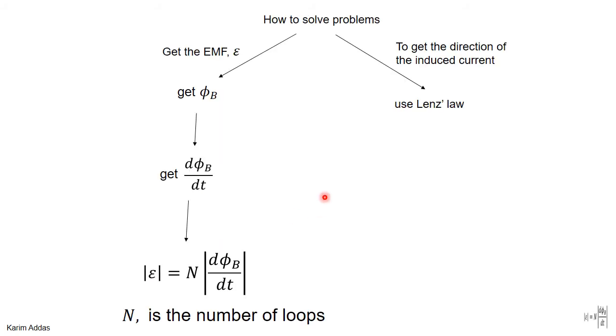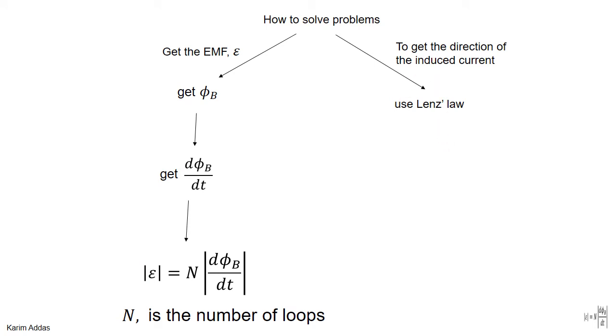So the nice thing about solving any problem in this chapter is that it doesn't matter the reason why the magnetic flux is changing. To get the EMF for any problem, you just get the magnetic flux, see how it changes with time, multiply by the number of loops, and that will give you the EMF. If you want to get the direction of the induced current, you can use Lenz's law.